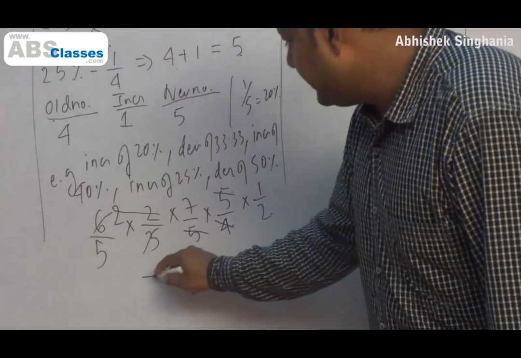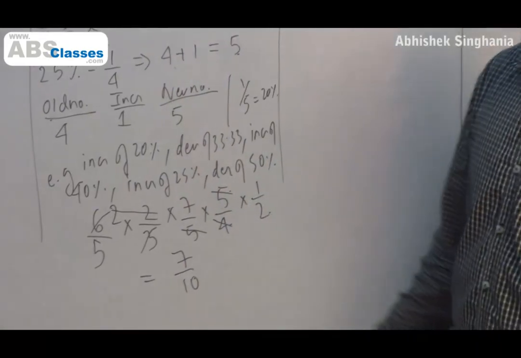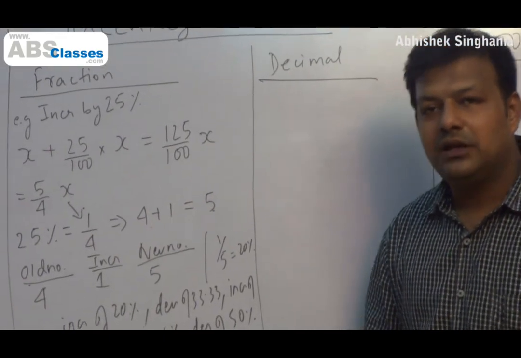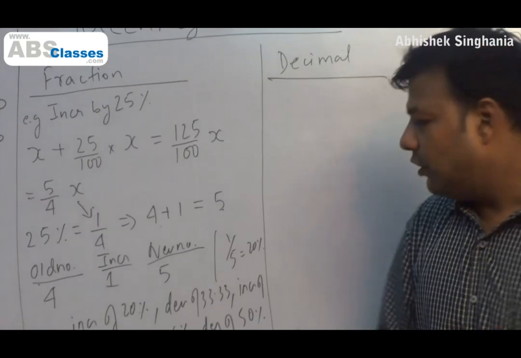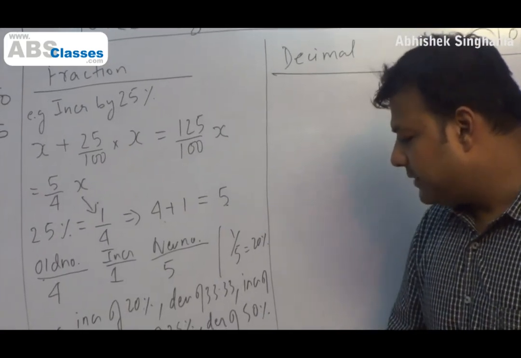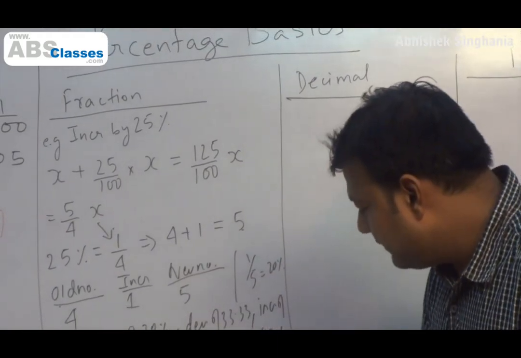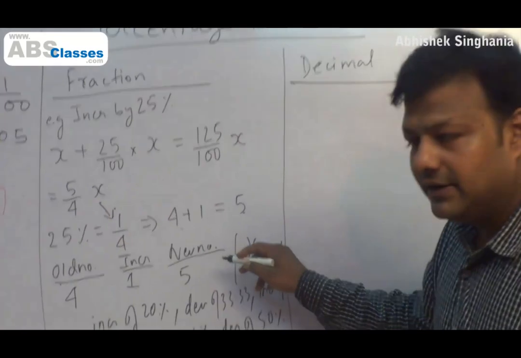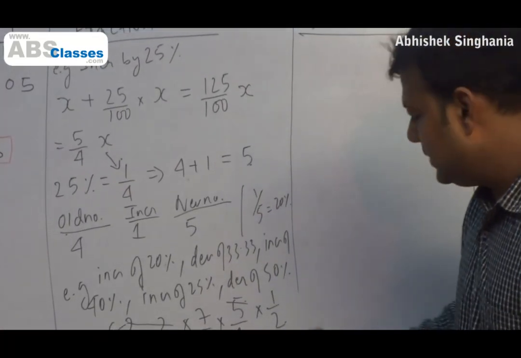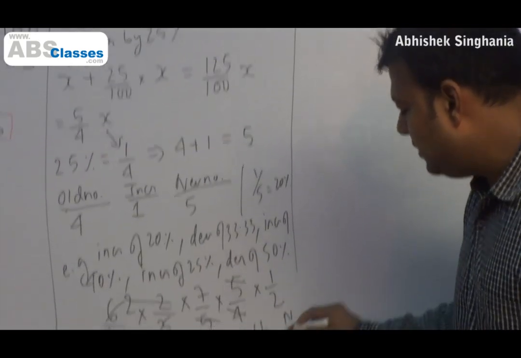Okay. So what do we end up with here? 7 by 10. So if the number was 10, it has become 7. So the number has become 70% of what it was, right? If the number was 10, it has become 7, which means if I again write it in this format, old number 10, change -3, new number 7.